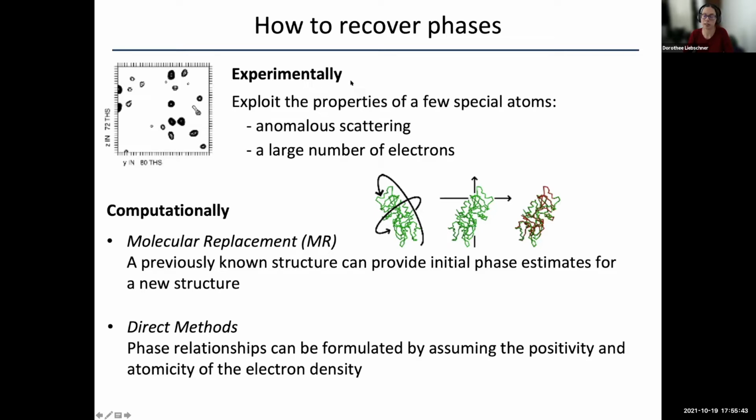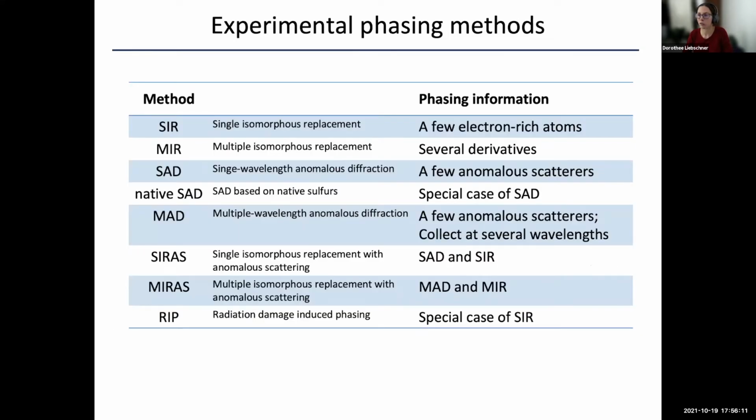So let's look a little bit at the experimental phasing methods. Again, I should also mention, when I say computationally here, of course, we also use computational tools when we do experimental phasing. But the idea here is that we do some additional experiment. So we use either anomalous scattering or a large number of electrons. These are the two properties we want to exploit. And then we have a variety of options. So this is kind of a complete list of what you can do.